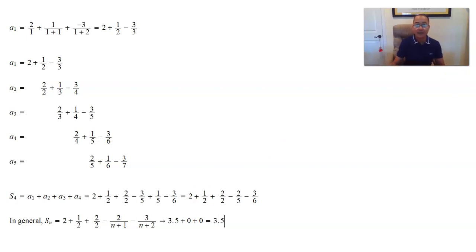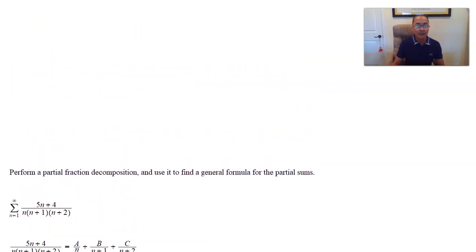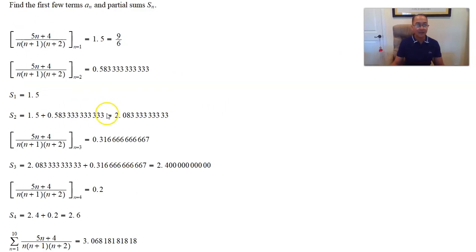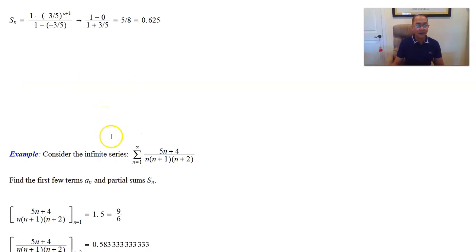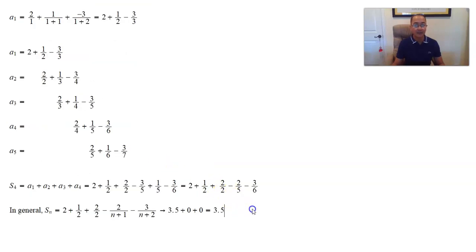So let's verify. What were we getting as our partial sums earlier? We were getting, check it out, 3.068, 3.45, and so on and so forth. Okay, so we were able to get the exact limit of our telescoping series, and we can conclude that our series converges to 3.5. There you go.